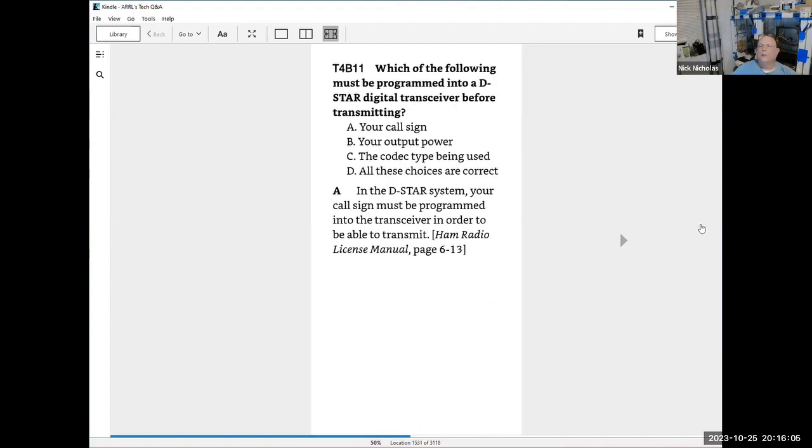Which of the following must be programmed into a D-Star digital transceiver? It's another mode of digital operation, D-Star, before transmitting. Well, D-Star and Fusion require that you enter your call sign. C4FM is the same as Fusion. It's a Yaesu system. I think D-Star is a Kenwood system, but I might be wrong. But they both require that you enter your call sign into the transceiver and that it sends that electronically as part of your signal.